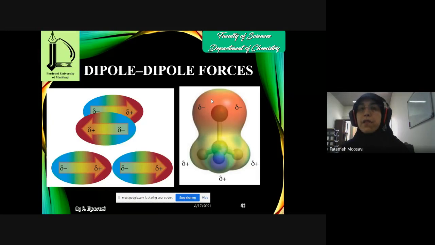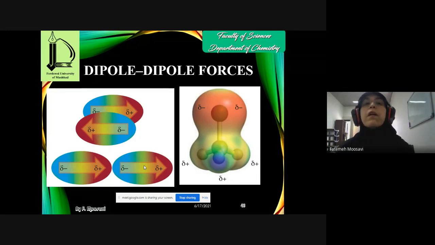Because of its electric dipole moment, we see that these molecules arrange themselves against each other in a special shape, as you see. To have a strong interaction, the molecules can be side by side or end to end. In this way, the strongest, the highest interaction is observed.